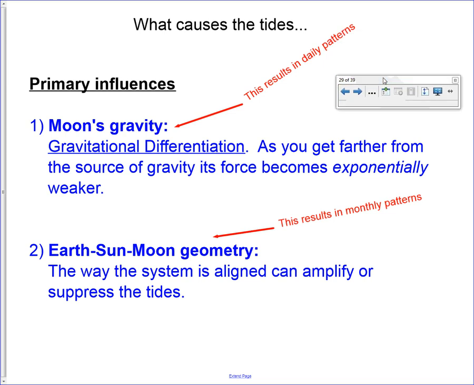There's 2 primary influences. The big one is the moon's gravity, but it's not enough just to say moon's gravity, because really what's happening is that it's a gradient, a differential felt in the moon's gravity from different spots on Earth.